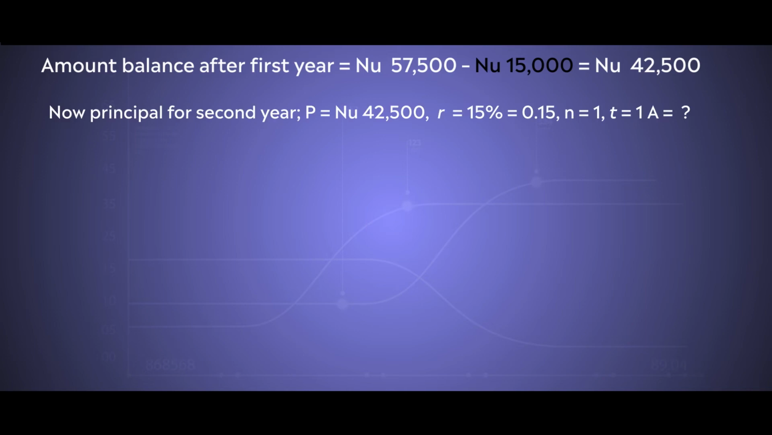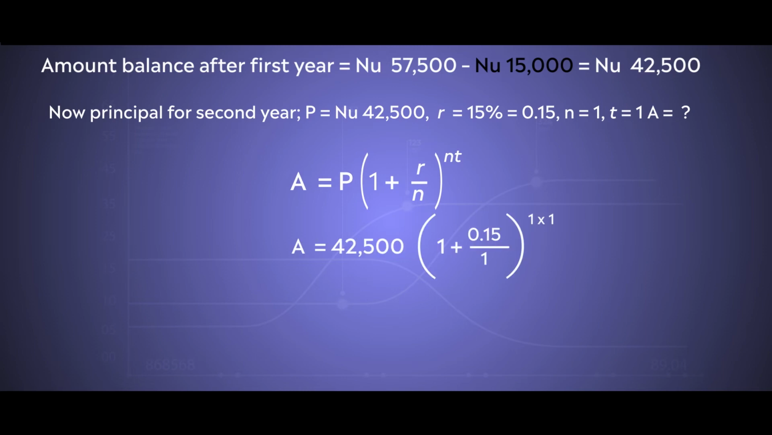With the principal Nu 42,500, the balance of the first year, with a rate of 15%, the same rate, and the number of interest periods as 1, compounded annually, and time period as 1 year, we get the amount equal to 42,500 times (1 plus 0.15) raised to 1 times 1. So you have to solve inside the bracket. It makes 42,500 times 1.15, which is equal to 48,875. The amount is Nu 48,875, with that interest rate of 15%.